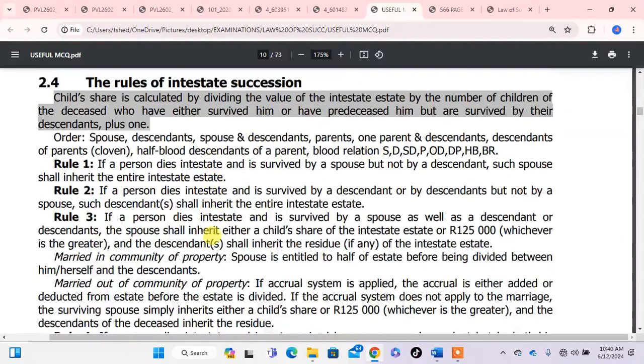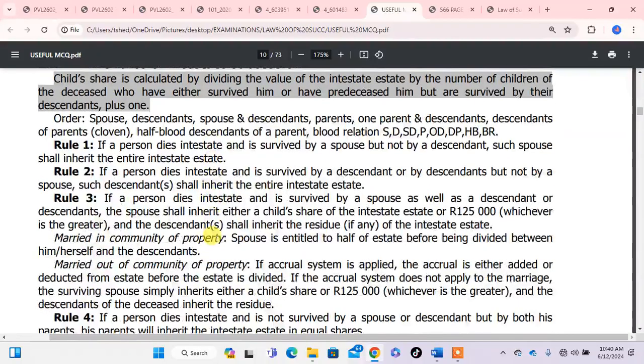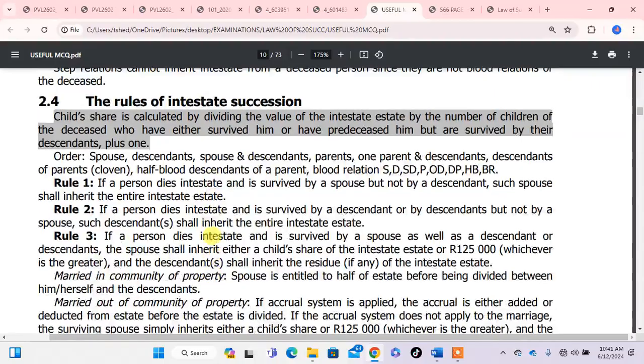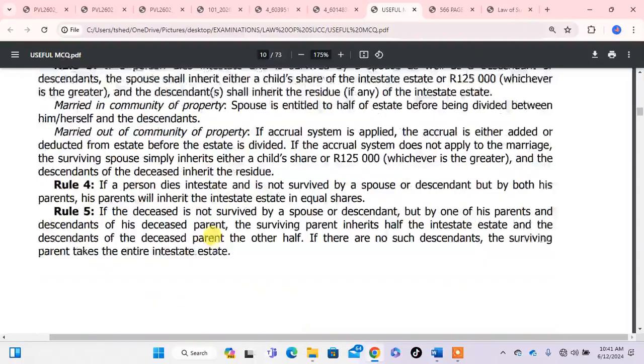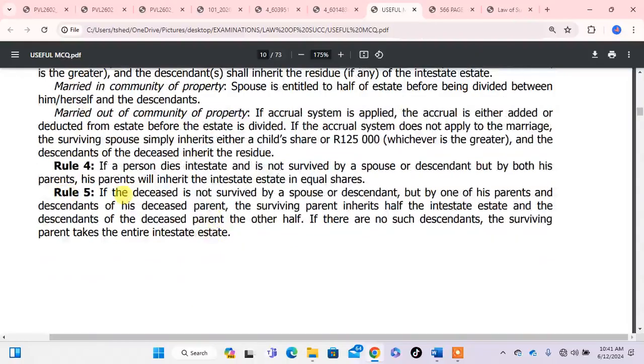Now we are going to the rules of intestate succession. Whenever we have an intestate question, we must check the rules of intestate succession. We go to rule number 5. Rule 5 says, if the deceased is not survived by a spouse or descendant, but by one of his parents and the descendants of his deceased parent, the surviving parent inherits half the intestate estate, and the other descendants of the deceased parent the other half. If there are no such descendants, the surviving parent takes the entire intestate estate.